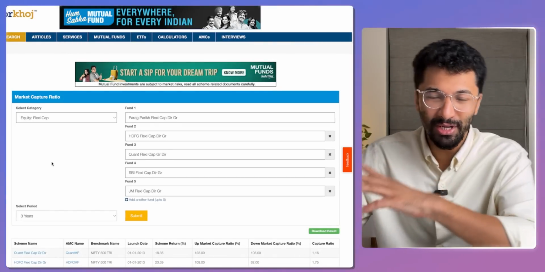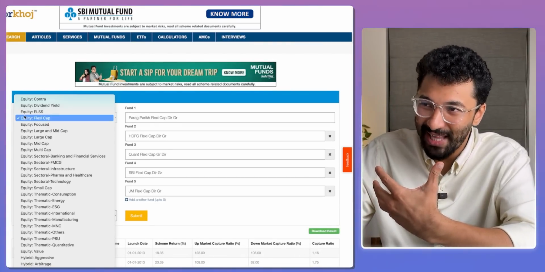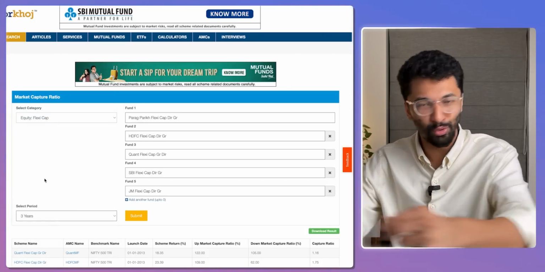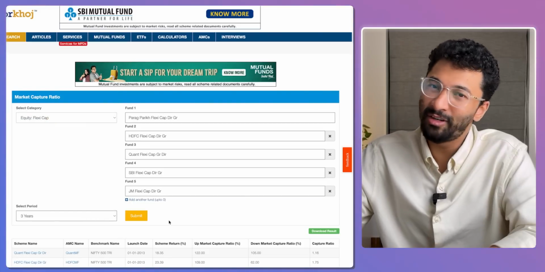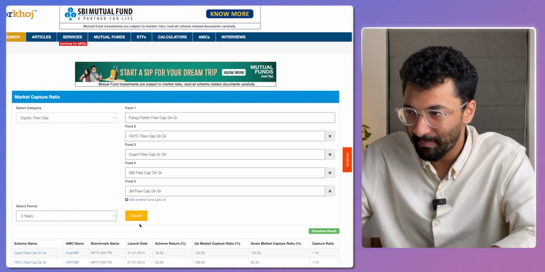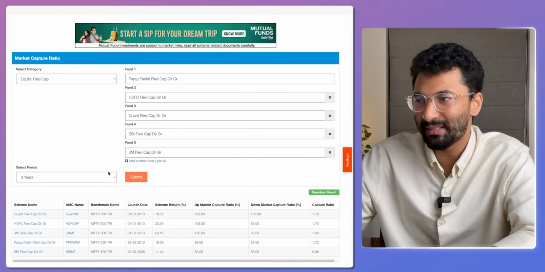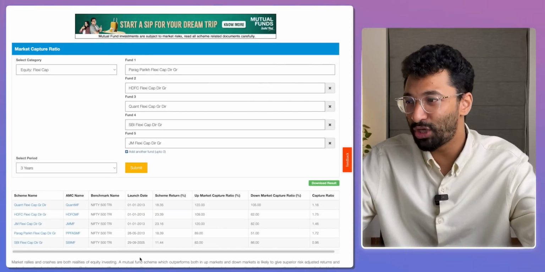Luckily, Advisor Khoj has a tool that is inbuilt, where all you have to do is select the equity flexi cap category. The link to where you can find this tool is again in the description. You can get it for free. You select the flexi cap category and you enter the different flexi cap funds that you want to compare. You select the time period. We look at different time periods. It's 3 years right now, and we press submit. Now the moment that happens, it will auto calculate all the capture ratios for you.